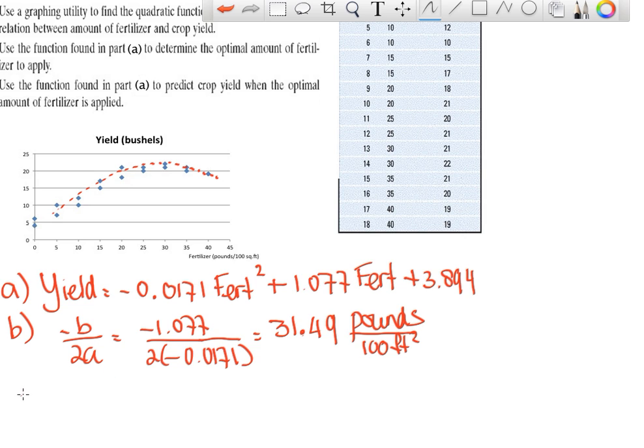Optimum amount of fertilizer, yes, and then C actually tells you what is the predicted crop yield for the optimal amount. So plug this in. This is your X, or in this case the fertilizer. Plug that in to the yield, and if you do this, you should get about 20.85 rounded. So 20.85 bushels is what our yield is predicted to be. Now that's pretty close here. We see 21 and 22. So 22 is the largest number that we saw. You can't always expect to get the largest possible. So this seems to be a reasonable estimate. Okay? Thank you.